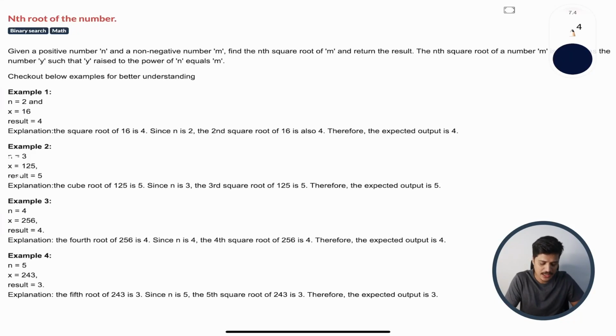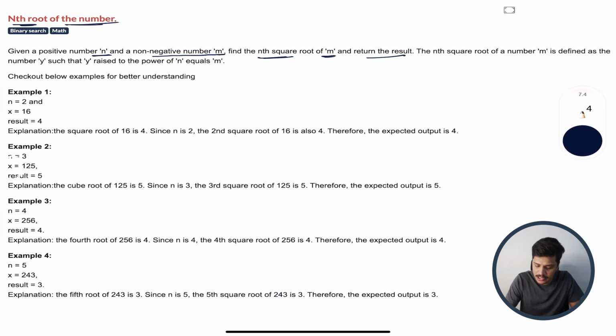Now let's quickly try to solve the problem nth root of a given number. The problem statement says that we will be given a positive number n and a non-negative number m. Ultimately, what we have to do is find the nth root of m and return the result. The nth root of a number m is defined as the number y such that y raised to the power n equals m.